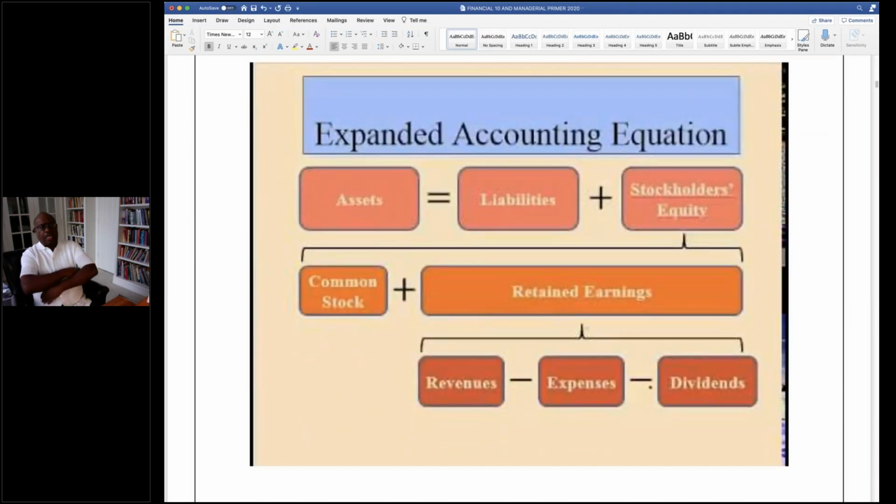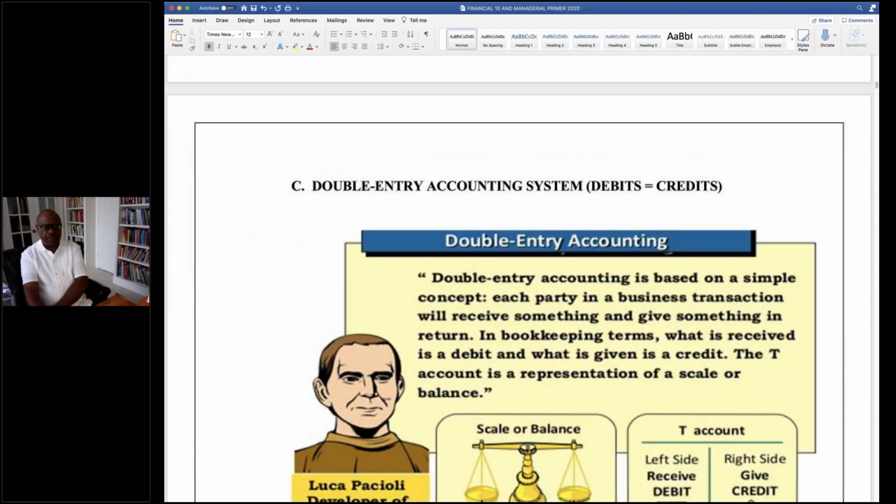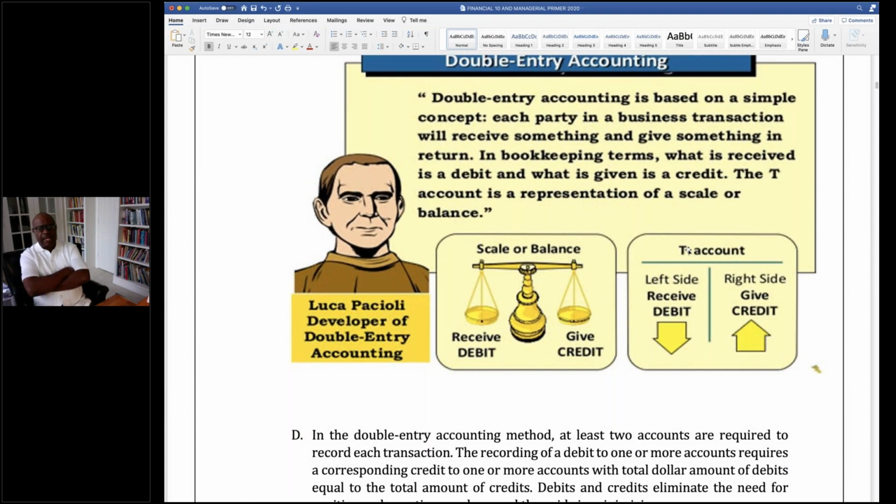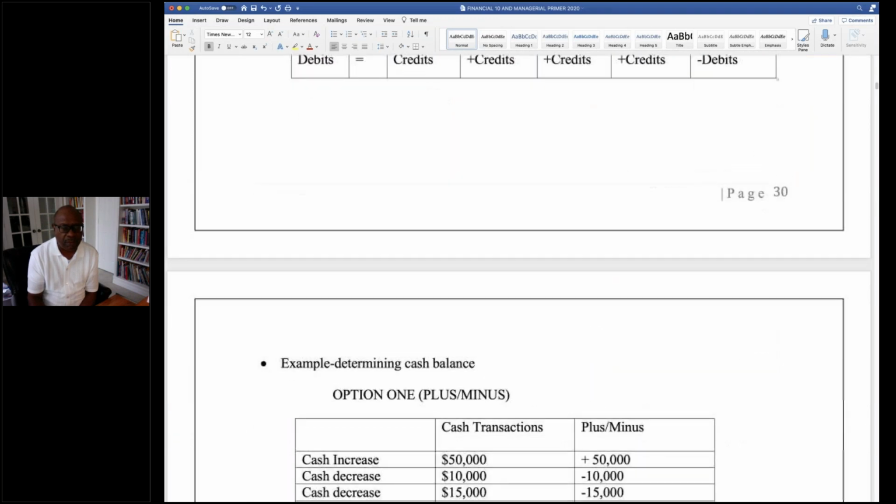So this is that accounting equation: assets equal liabilities plus stockholders' equity, plus common stock plus retained earnings. Retained earnings consist of the revenues minus expenses minus dividends. So we always are focused on this accounting equation. We make journal entries based on the fact of double entry accounting. Whenever we engage in a transaction, we receive something that's a debit, we give up something that's a credit. Debit's always on the left, credit's always on the right.